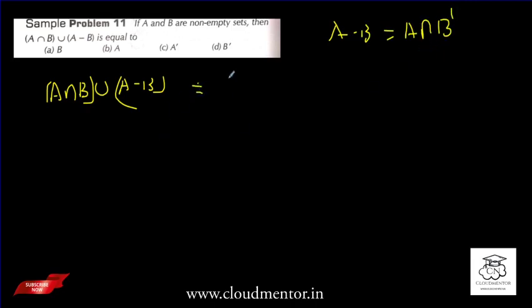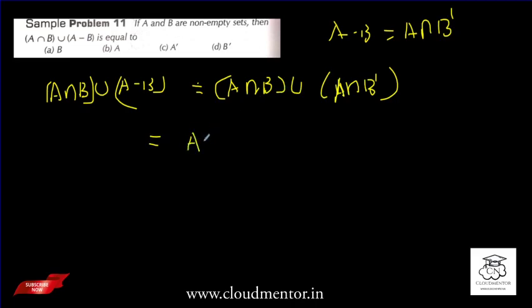in order to use the distributive property here, A intersection B union A intersection B complement. So applying the distributive property here, we will get it as A intersection B union B complement.